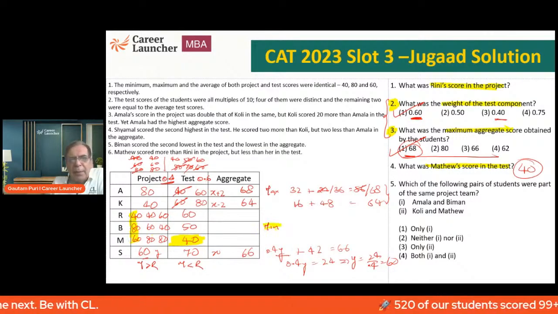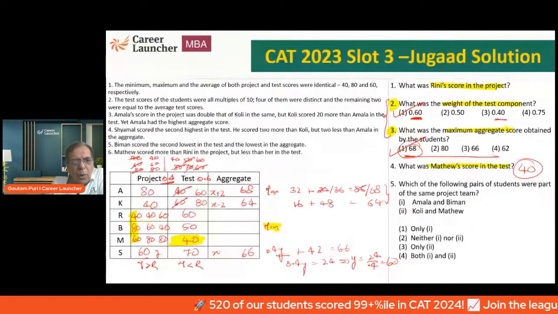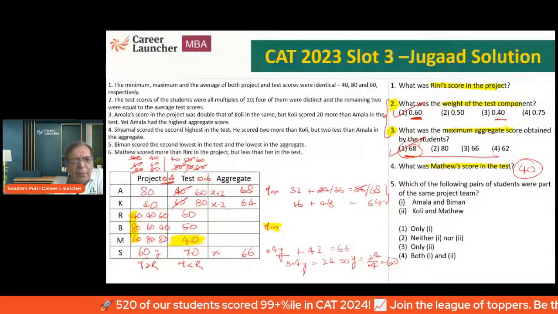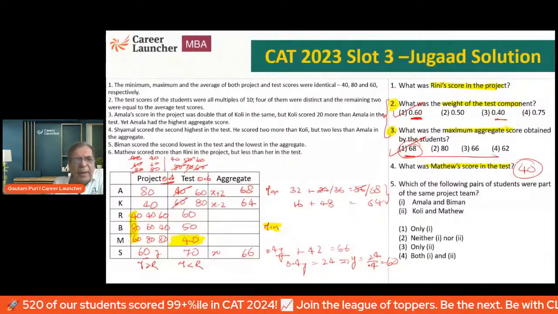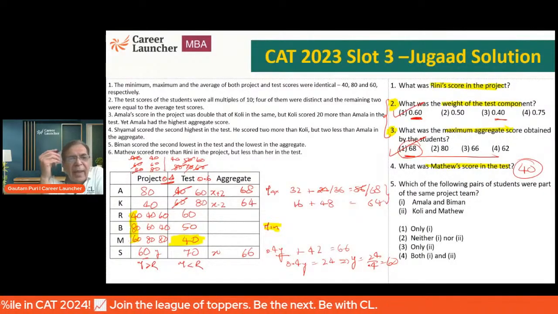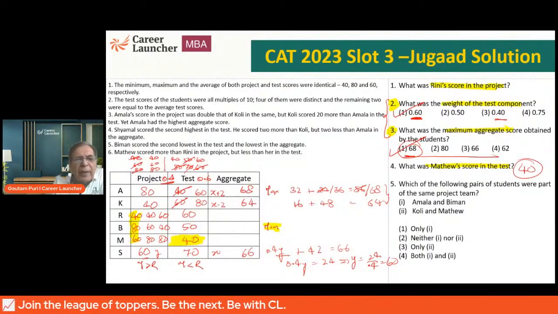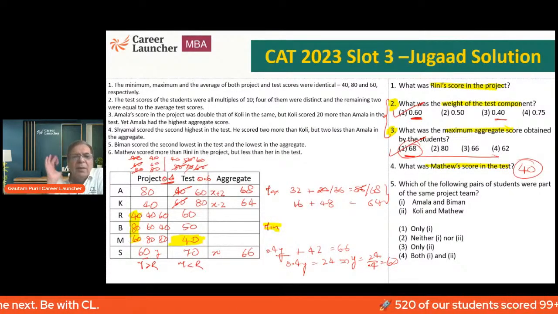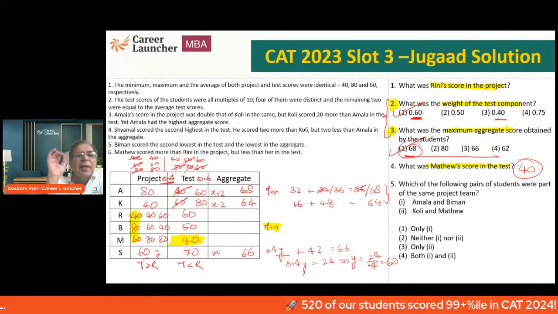Can Biman be the minimum? It is 80 and 50. He is significantly more than Matthew. 80 is more than 60, and 50 is more than 40. So in case 1, in this first case of 40, 80, 60 for Zinni, Biman and Matthew, Biman will not be the minimum. This case can be eliminated.